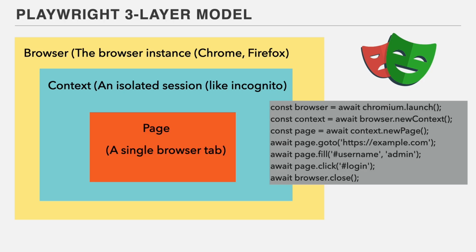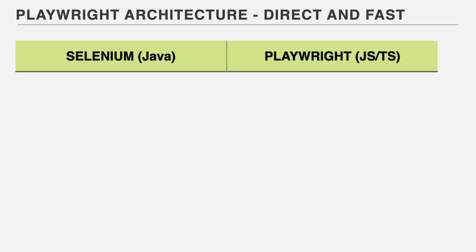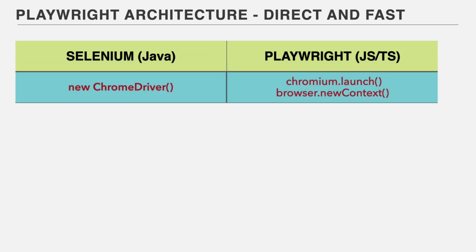So in Selenium, WebDriver does everything, but in Playwright, those responsibilities are split across three layers. Browser handles the process, context handles the session, and page handles the interaction. So there is a cleaner separation and better isolation. Now, don't worry, you don't have to start from scratch. Everything you know from Selenium has a direct equivalent in Playwright. The syntax changes, the logic does not. Let me show you how exactly they map to each other.